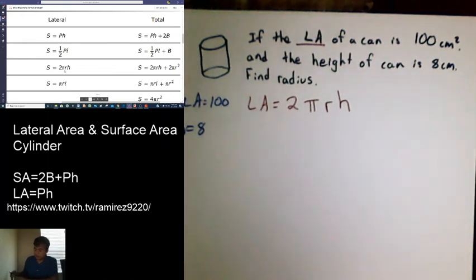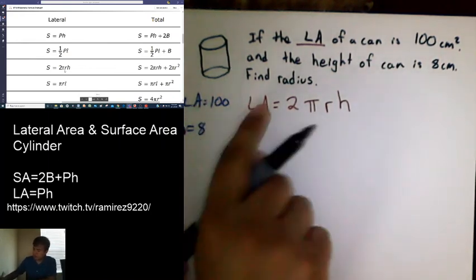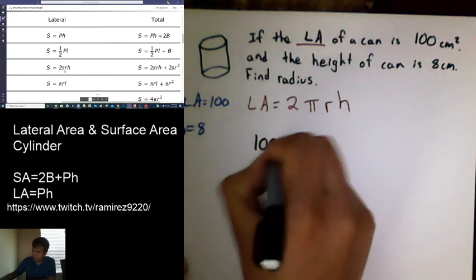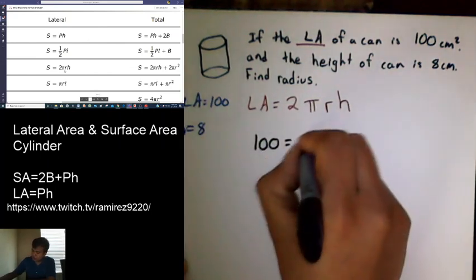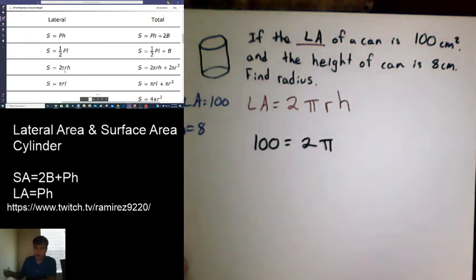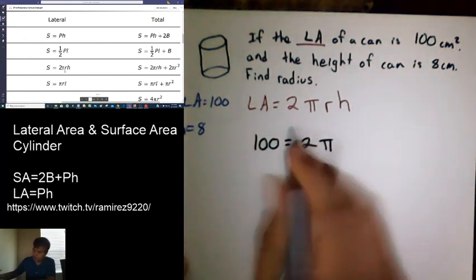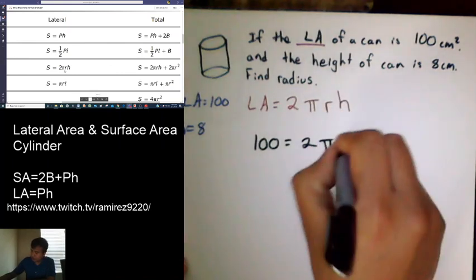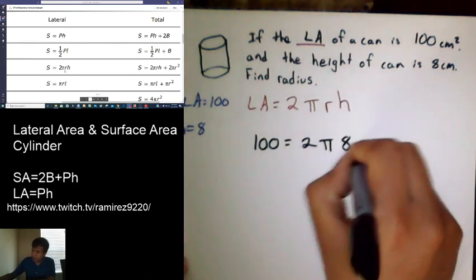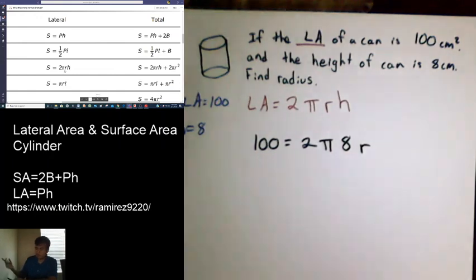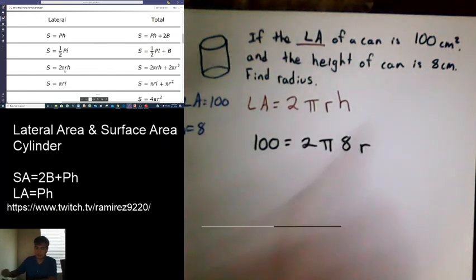So now we just substitute. 100 goes in for LA. We have this 2, this pi. I'm looking for my radius, so I don't know it. And my height is h. I hope you understand why I'm just moving the r to the end. It doesn't matter, everything's getting multiplied here.